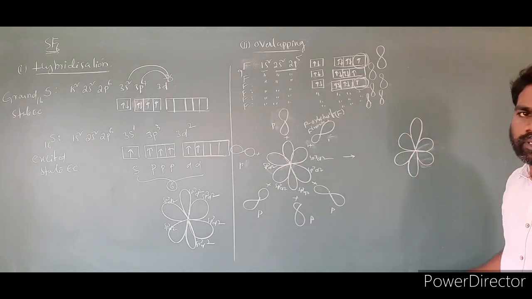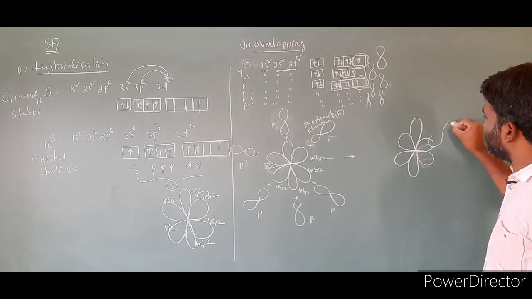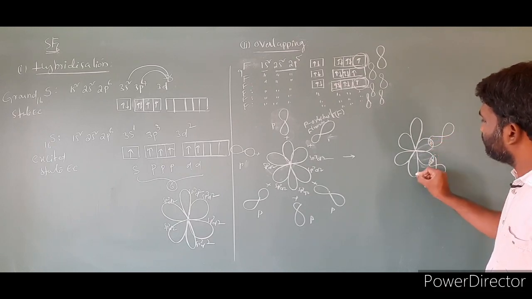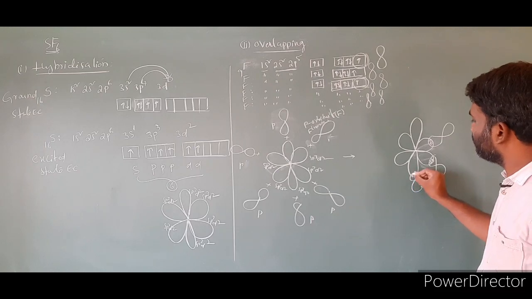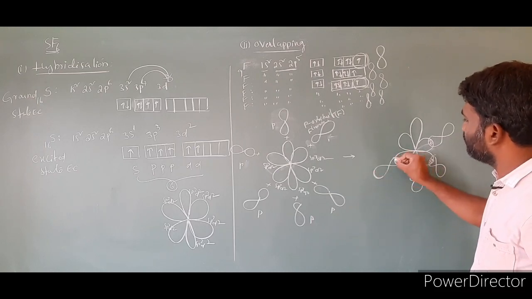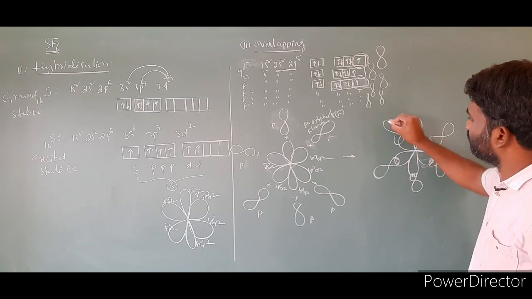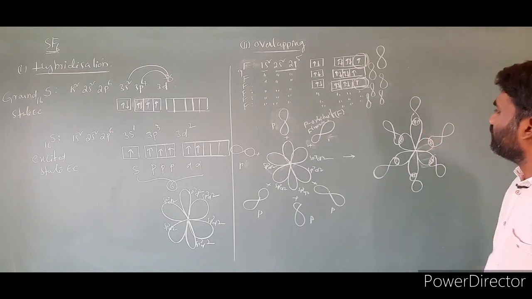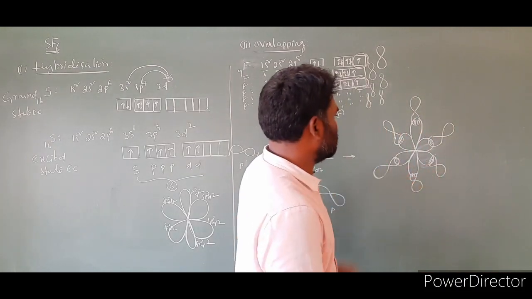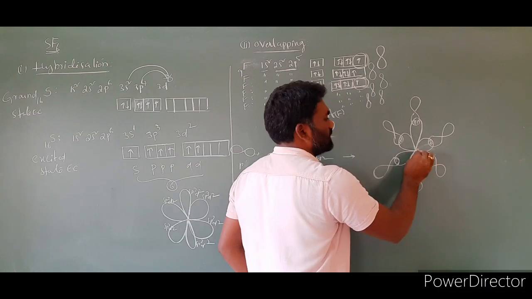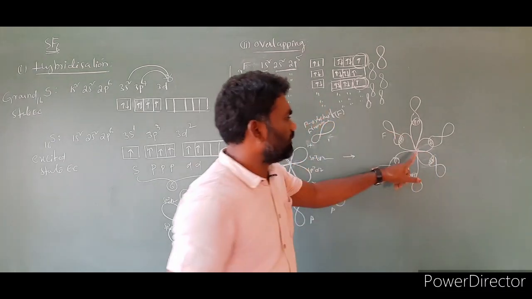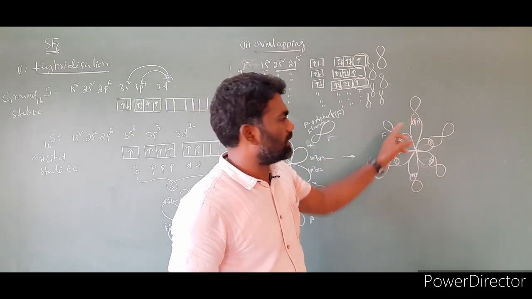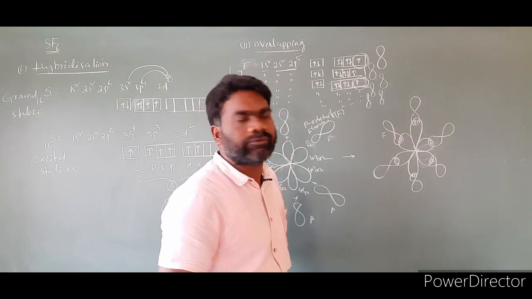These are sp3d2 hybrid orbitals, and this is the overlapping. This is from phosphorus, the center, and this is from where? Fluorine. Between the phosphorus and fluorine, one bond is formed. Between phosphorus and fluorine, another bond will be formed. Like that, bonds will be formed between the phosphorus and fluorine.